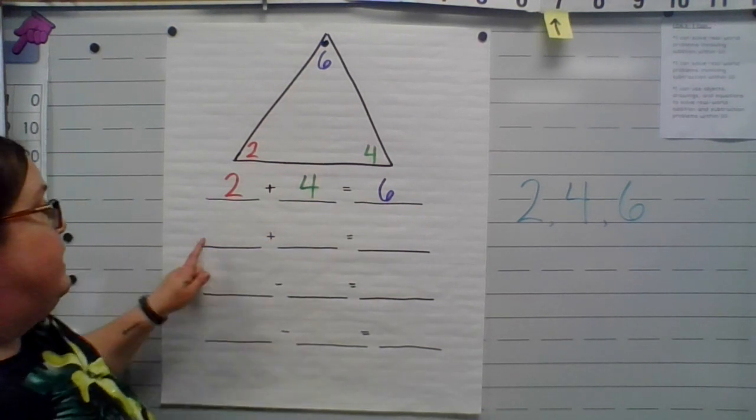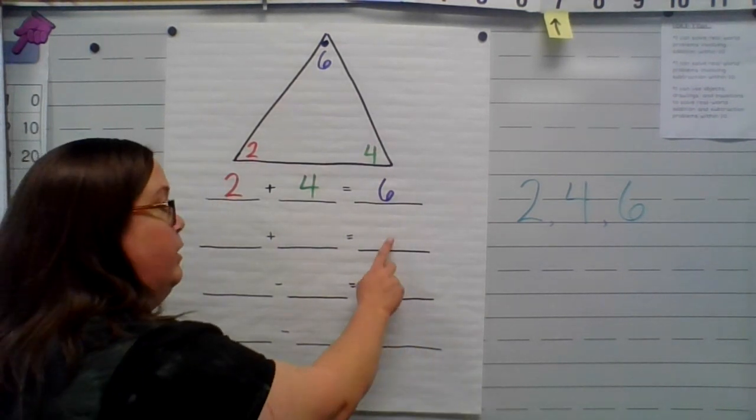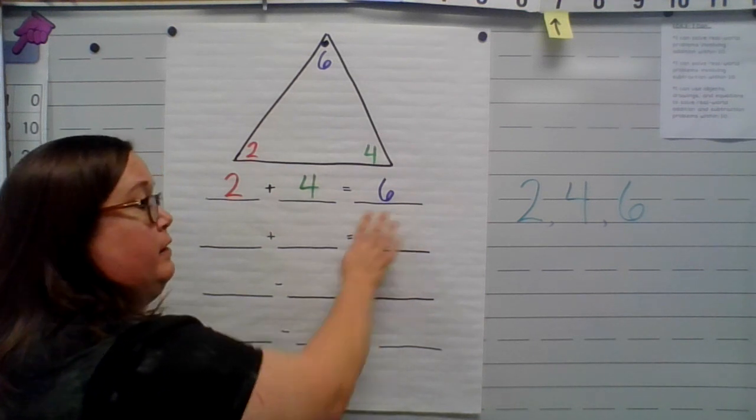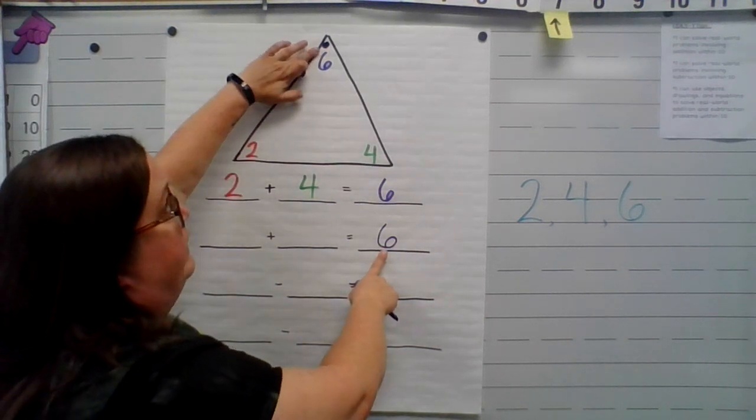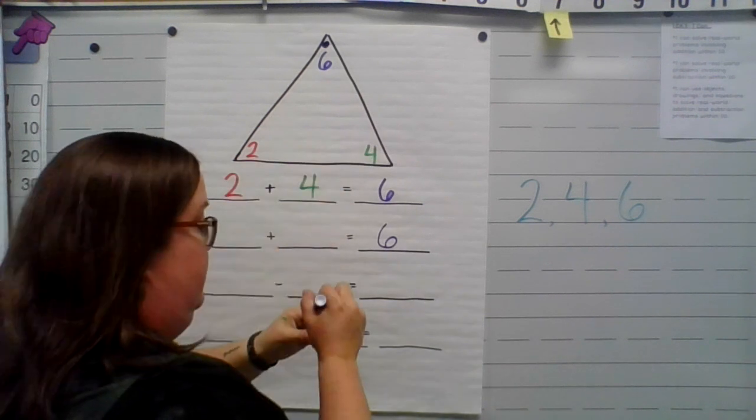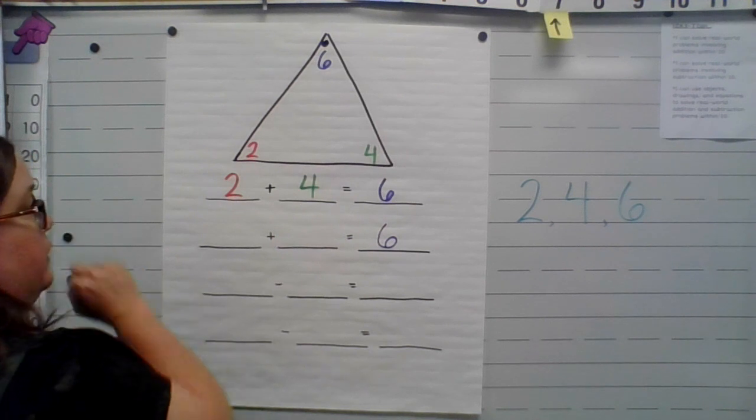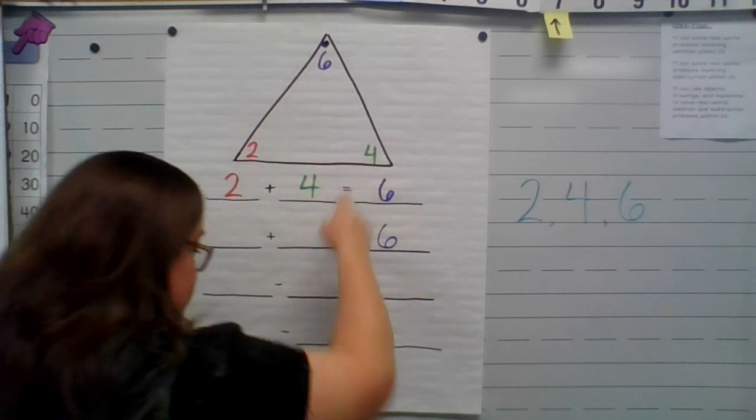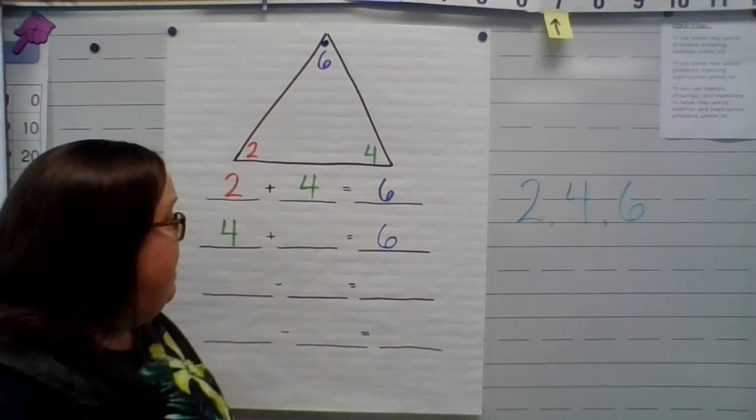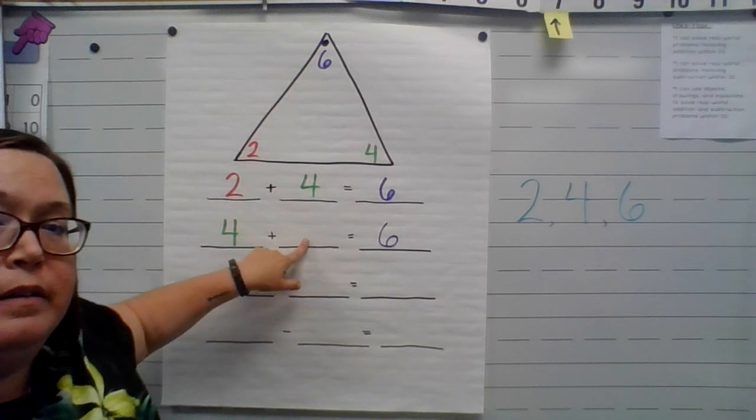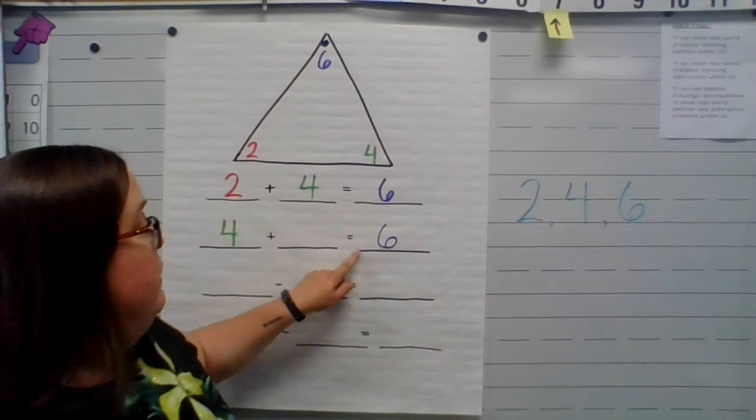Okay, let's do the next addition number sentence. I'm going to start with the biggest number, because I know the biggest number goes here by itself on the equal sign. So the biggest number is 6, because it's up at the dot. That's where I got that. Now let's do the 4 next. I'll put the 4 next. That means we have to figure out what goes right here, because we have 4 plus a mystery number equals 6.